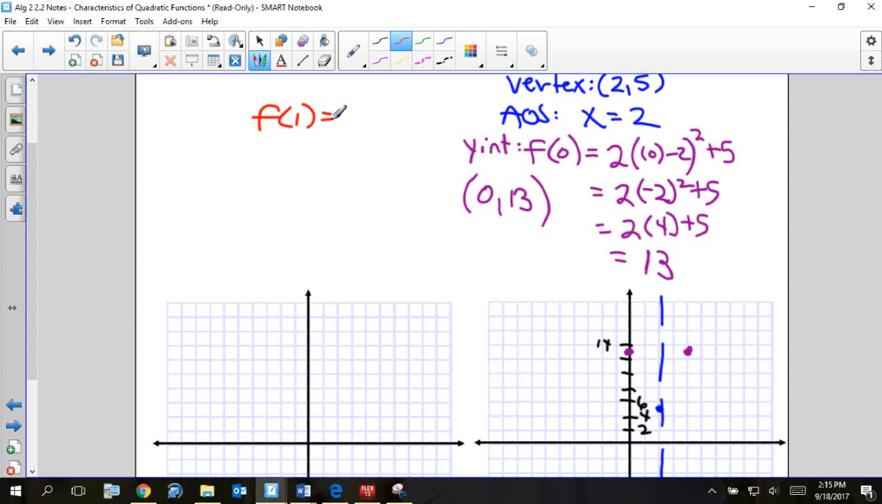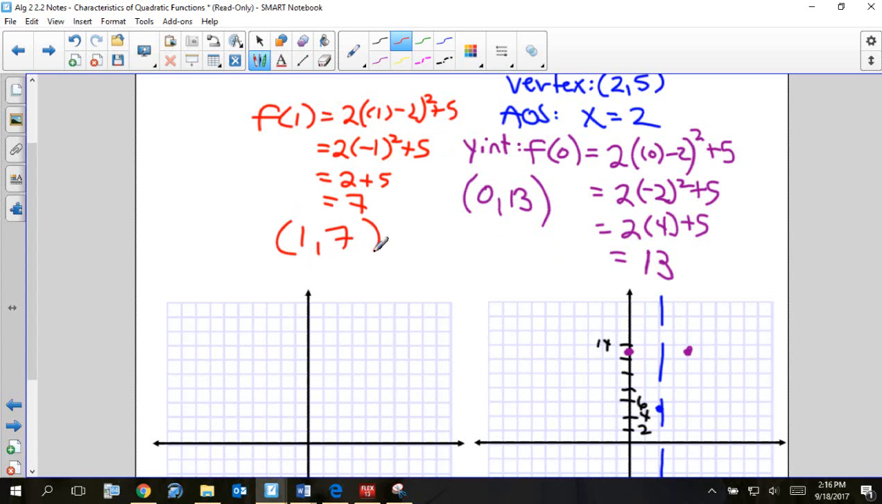Wherever I see an x in the equation, make it a 1. So 2 times 1 squared plus 5. Order of operations, 1, 7. Now, once you have that point graphed, 1, 7, you also have its mirror point, so you have more points. And that would give you 5. Make sure it looks like a U.